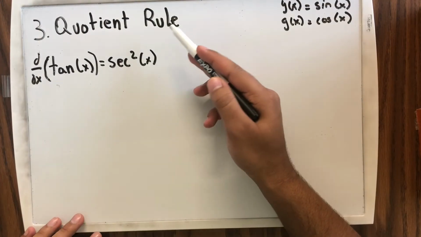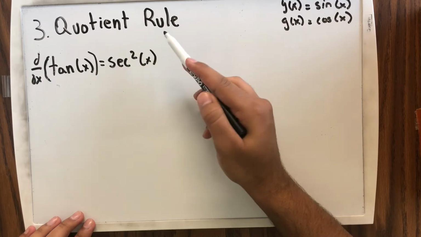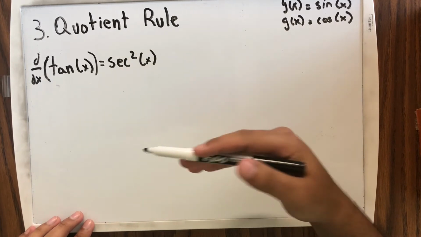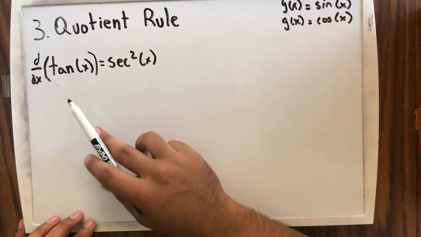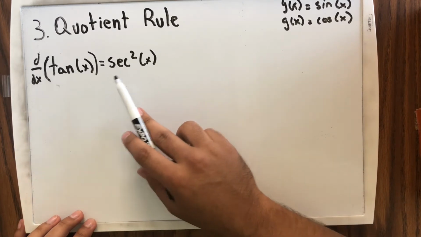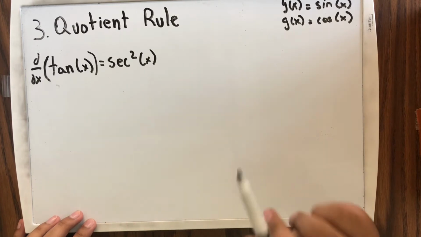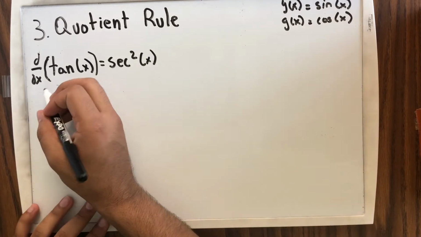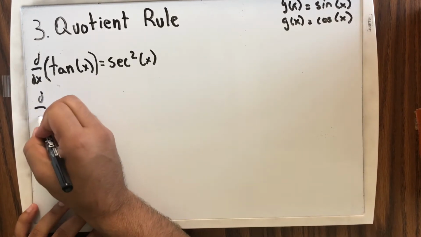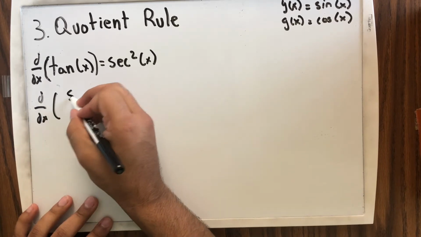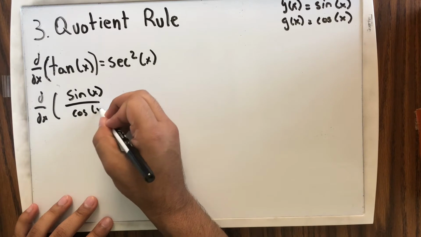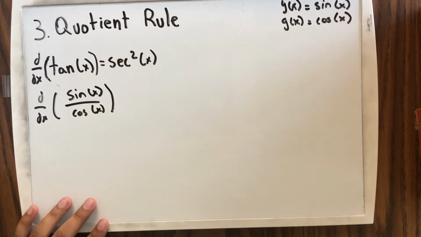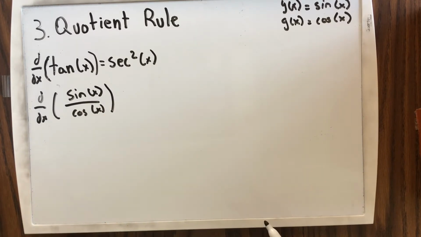The third thing we will look at is the quotient rule. The quotient rule is very useful when two functions are being divided. In this video, we will be using the quotient rule to prove that the derivative of tangent of x is equivalent to the secant squared of x. Now, remember that you can rewrite tangent of x to be d/dx of sine of x over cosine of x, which will allow us to use the quotient rule on it.